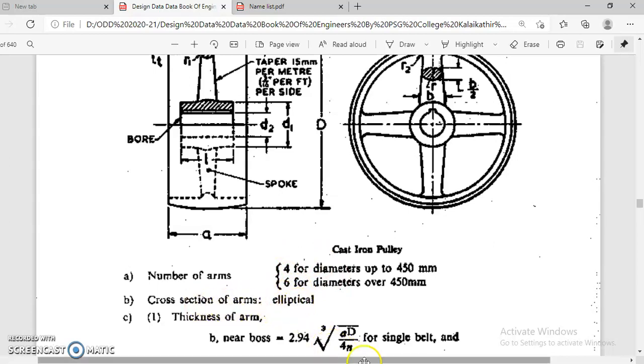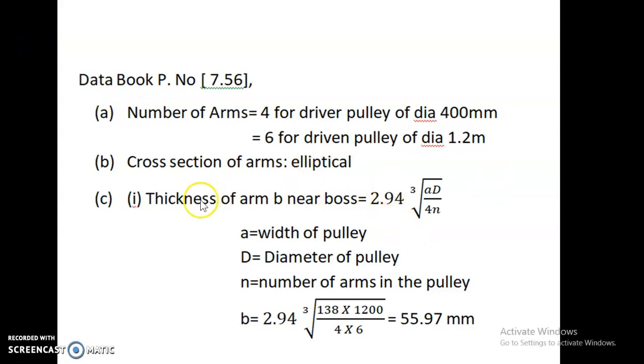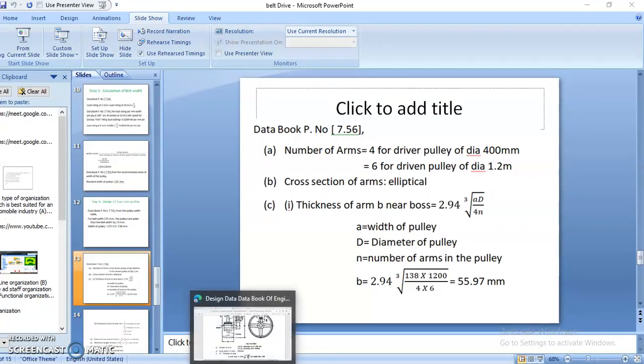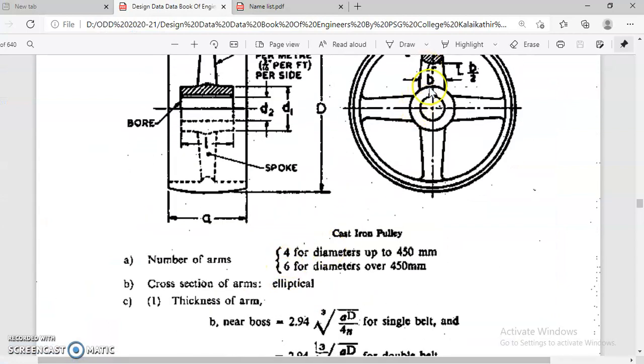Cross section of the arms is elliptical. Thickness of arm near boss. So you have to calculate all other terms. Thickness of arm near boss is called the boss section. Thickness of arm near rim is called the rim section.